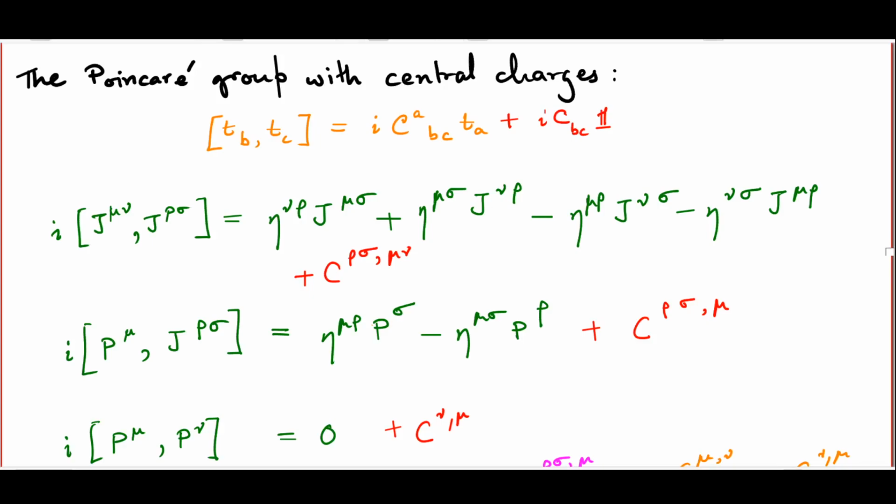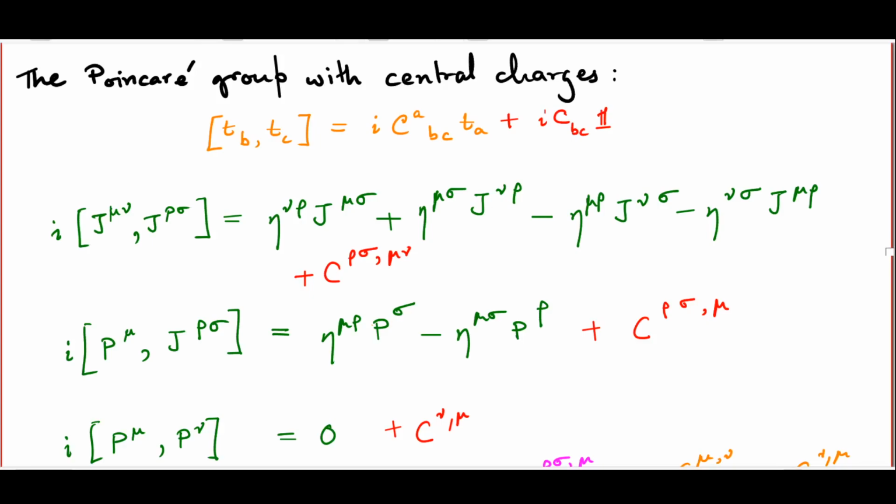Proceeding along the same lines, we see that whereas for non-projective representations, i times the commutator of P mu with J rho sigma turns out to be eta mu rho P sigma minus eta mu sigma P rho. In the presence of projective phases, you will get an additional central charge term plus C rho sigma, mu. Once again, the rho sigma and mu have been flipped to take care of the minus sign.